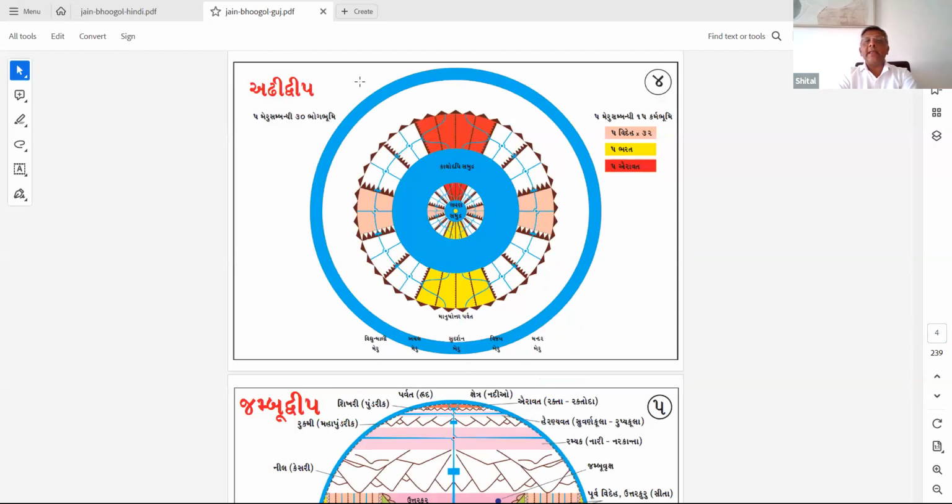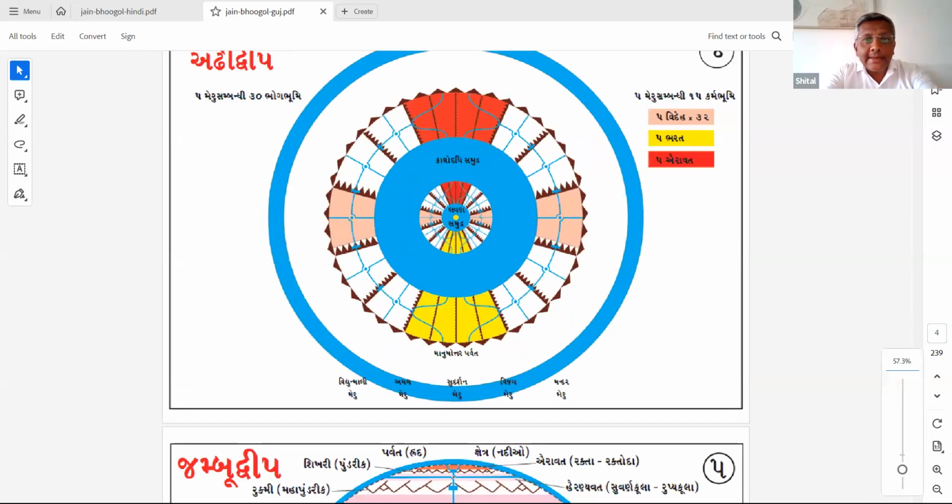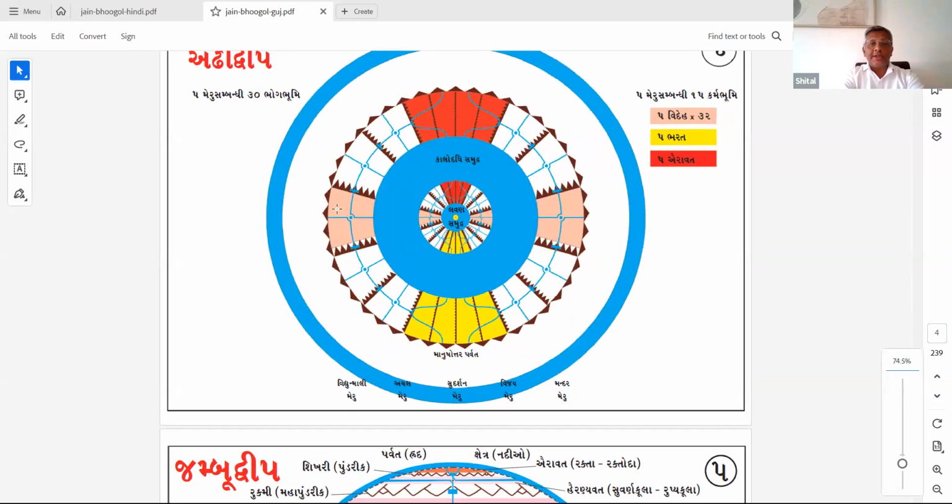So this is what we've seen. This is the chart for the Dhai Deep. The Manushyas live from this point here to the other point here. Right in the center, there is Jambudweep, then this is Lavan Samudra, this is Dhatki Khand, this is Kalodadi Samudra, and this is the whole of Pushkar Dweep, and this is the Manushyottar Parvat, which you see going all the way around. So the Manushyas live from this end to this end.